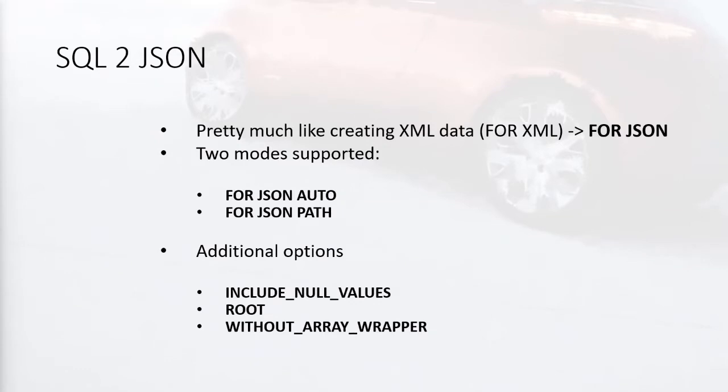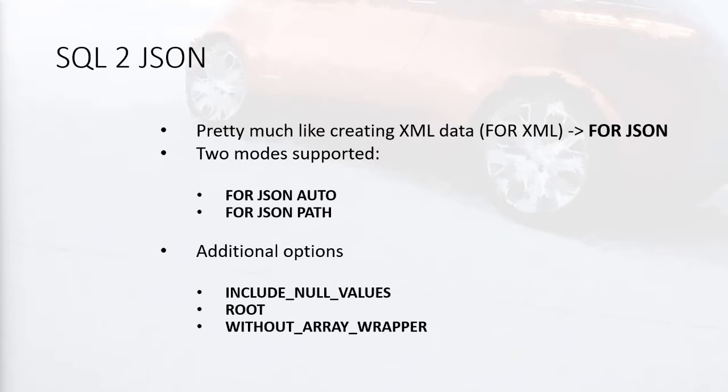Okay, so how can we convert the data to JSON format? It's pretty much like creating XML data in SQL Server. As you probably know, you can use the FOR XML clause. And for JSON, we have the FOR JSON clause. And we can use it in the select statement, of course. There are two supported modes for JSON, and these are FOR JSON AUTO and FOR JSON PATH.